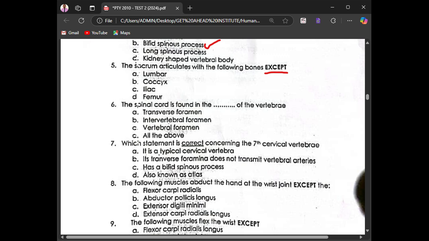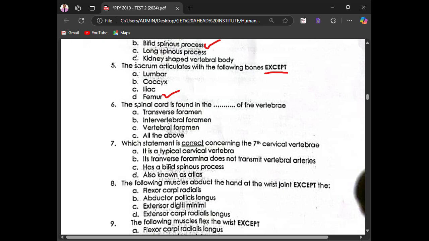Okay, Cecilia, someone is saying D. Others, what are we saying? Okay, so basically, this is a very simple question. The answer is D. So the sacrum does not articulate with the femur.